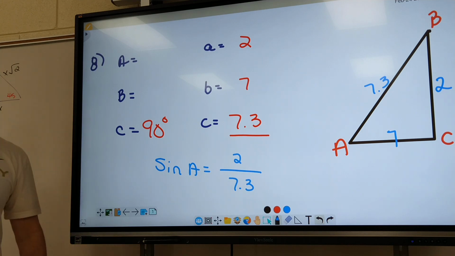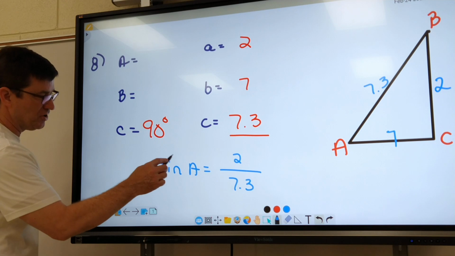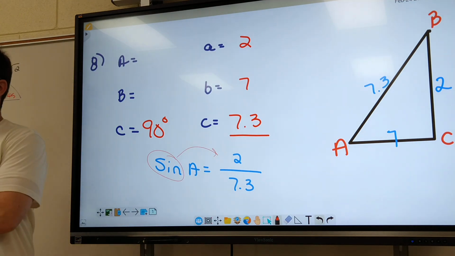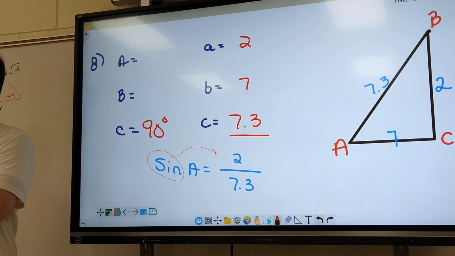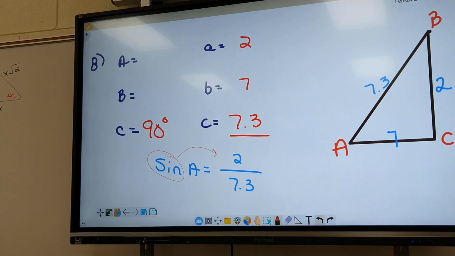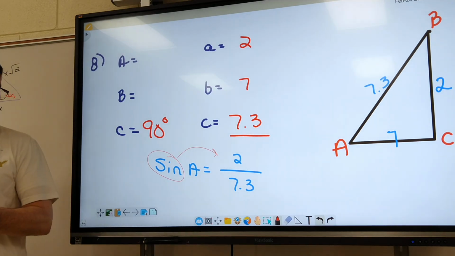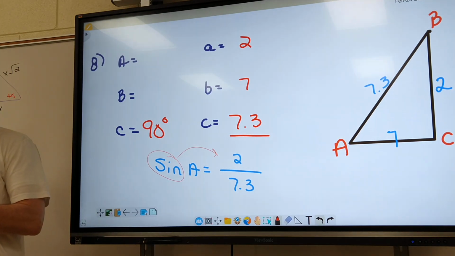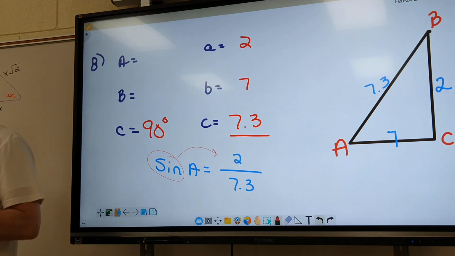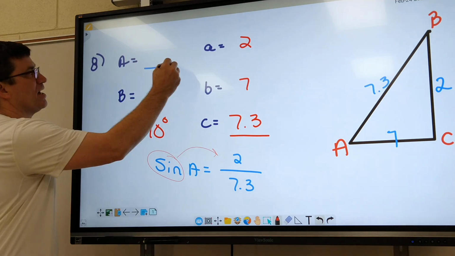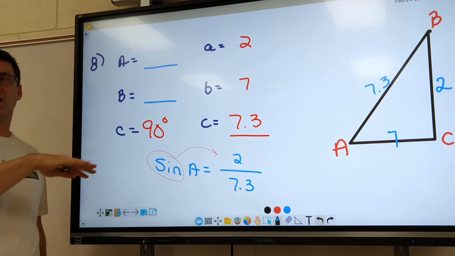Now this one's clearly different. This is where you have to take sine and move it over. So what happens to it in your calculator? Sine -1. That's why we did the -1 stuff, because you're going to have to start doing it every day. So we're going to have to do sine -1, 2 on top, 7.3 on the bottom. What'd you get? 15. All right, hold up. We got 15.9.